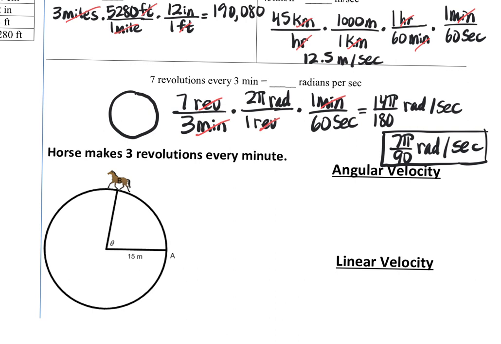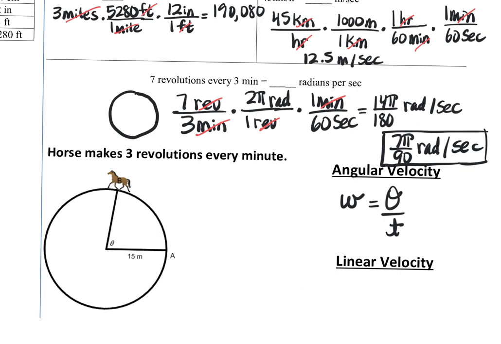So the formulas for this, and you will have to know these, okay? Angular velocity is w equal to theta over t. Okay, that's a fancy w. It's lowercase, it's got a little twirl out to the side. Then, of course, theta has got to be in radians again, and t is time.